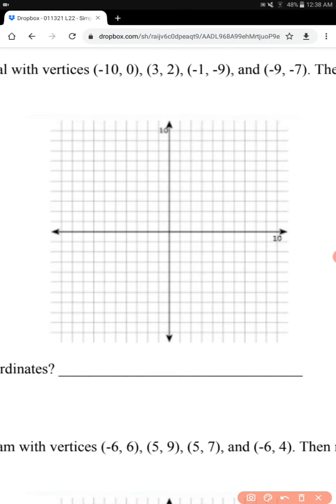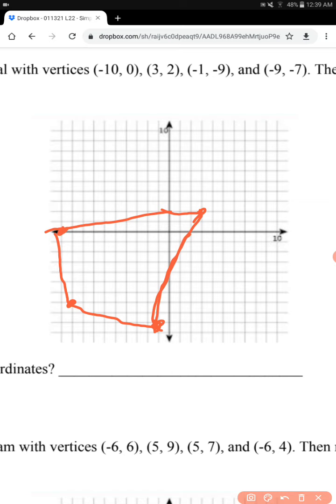Alright. So negative 10, 0 would be right there. Negative 3, 2 would be right there. Negative 1, 9 would be right here. And negative 9, 7 would be, is it this right here? Yeah. So this is the shape. Yeah, that drawing sucks. Sorry. And then we move it 6 units up.